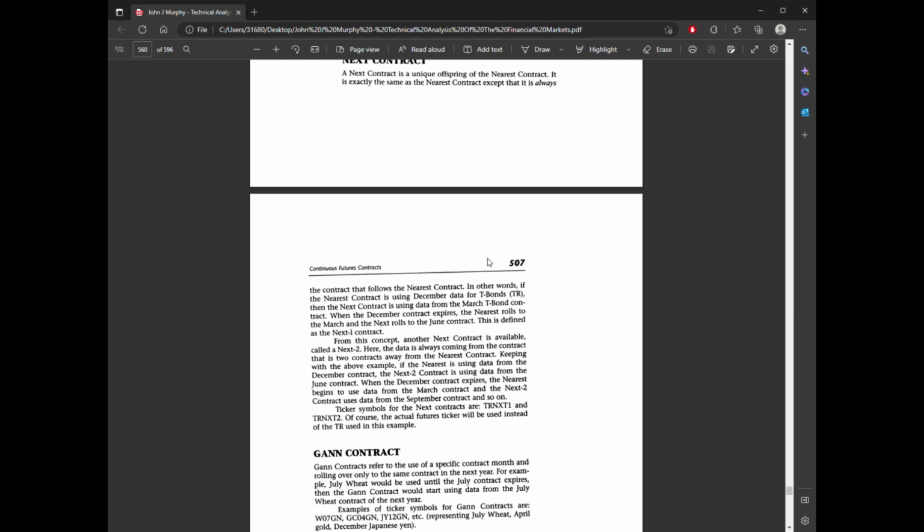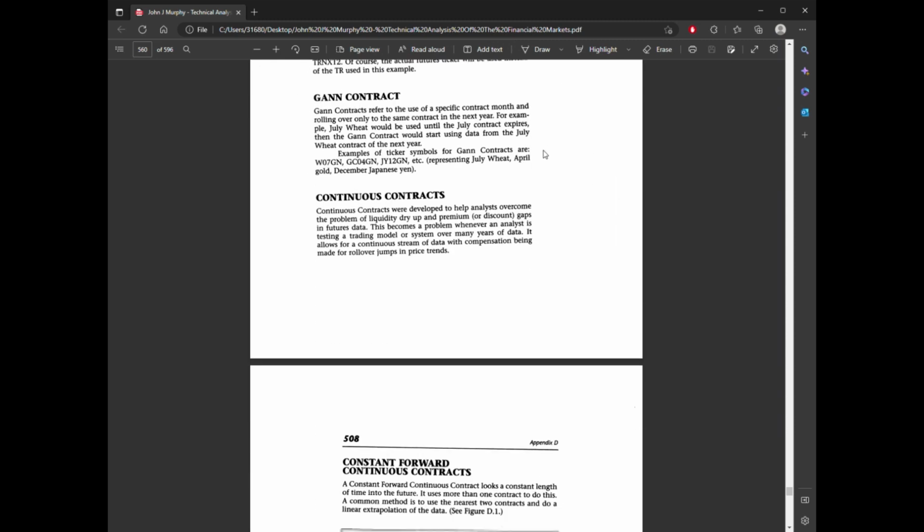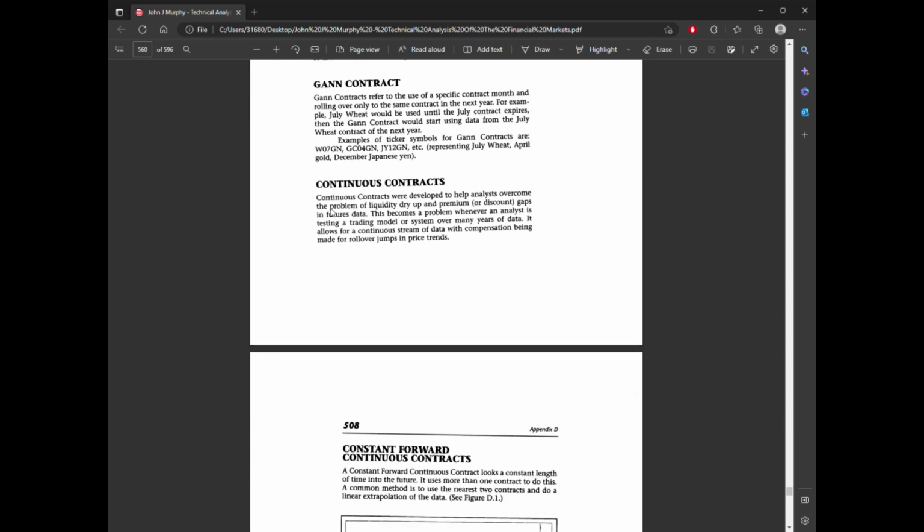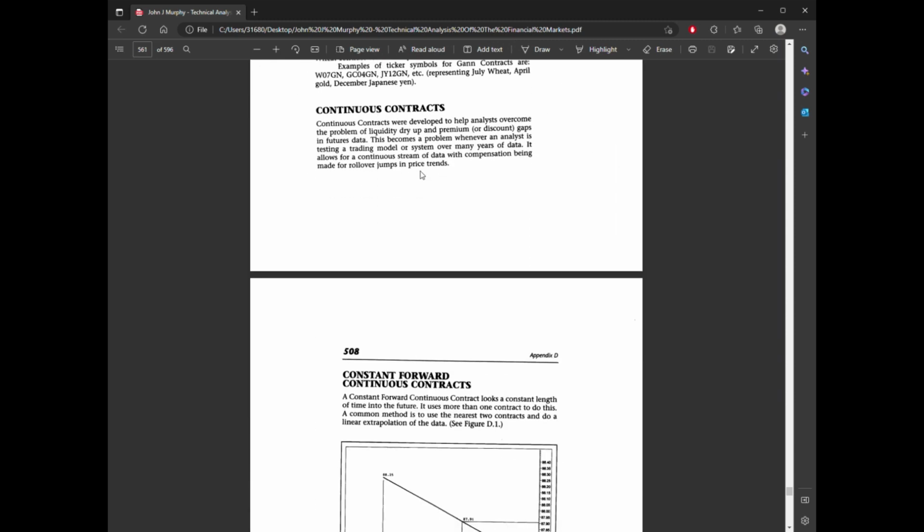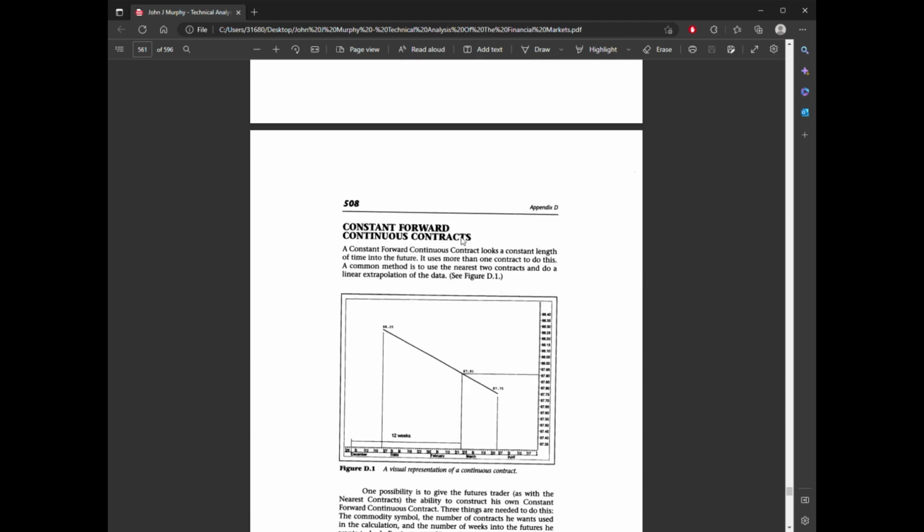Then you've got the next contract. Just reading with you. So it's the unique offspring of the nearest contract. It's exactly the same as the nearest contract, except that it always follows the nearest contract. Not sure if these rules apply. You've got the GAN contract, the continuous contract, which is a lot like the perpetual contract.